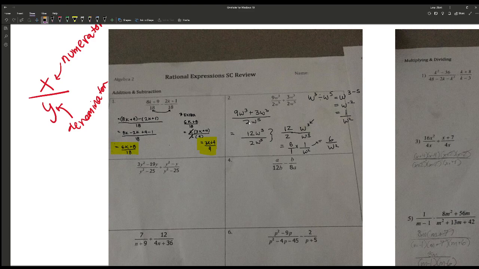I'm going to erase some of these arrows because I feel like they might be a little bit confusing. And then this is the side note. Okay, so moving on to the next question.